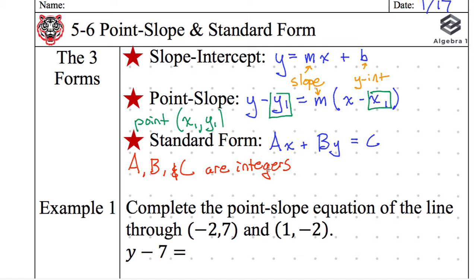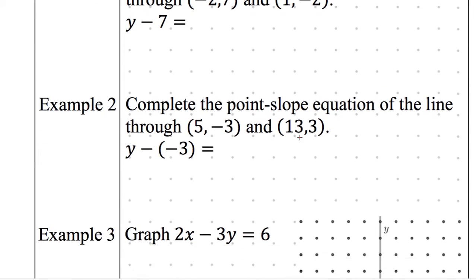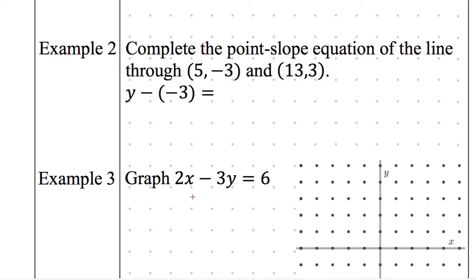And again, integers is a fancy way of saying whole numbers. So an integer is a number like -7, 3, 100. Those are all integers. Things that are not integers: 1.2, that's not an integer, or pi, that's not an integer. It has to be a whole number. So A, B, and C are whole numbers. They are integers, and it follows that form. That's all there is to standard form, and we'll be playing with standard form on the back side of the paper, I believe. Then we start doing standard form here in example 3.